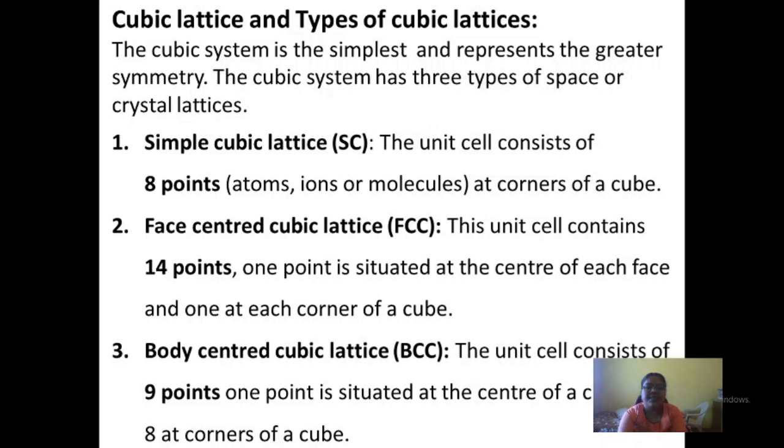Second, face-centered cubic lattice. This unit cell contains 14 points. One point is situated at the center of each face and one at each corner of the cube. Third cubic lattice is body-centered cubic lattice. The unit cell of body-centered cubic lattice consists of 9 points. One point is situated at the center of a cube and 8 at corners of a cube.